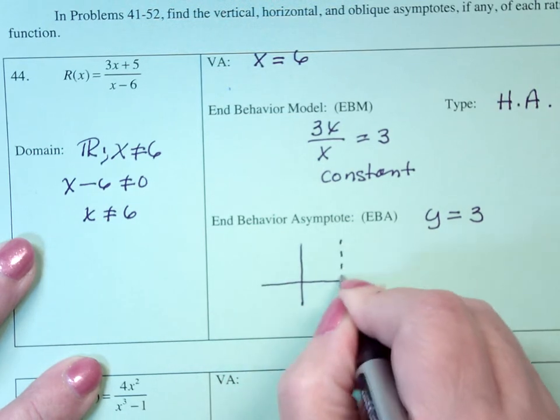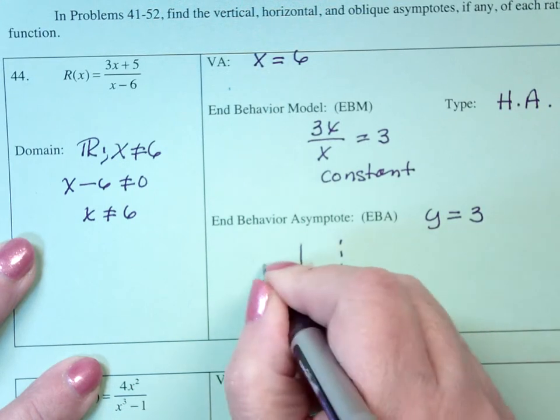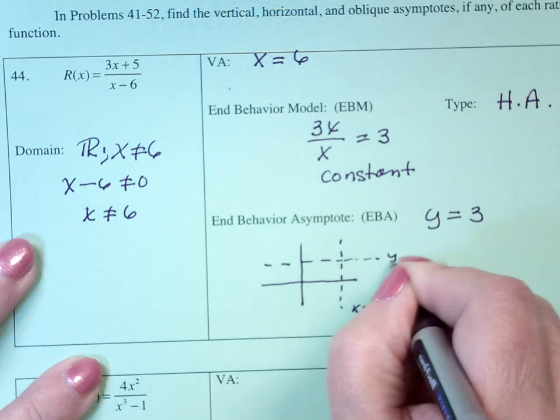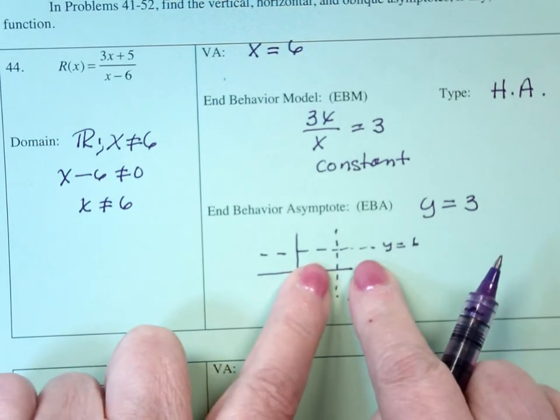So when I go to do my graph later on, the first thing I would put in is my VA, and then I put in my HA, and then I work my graph around these dotted lines.